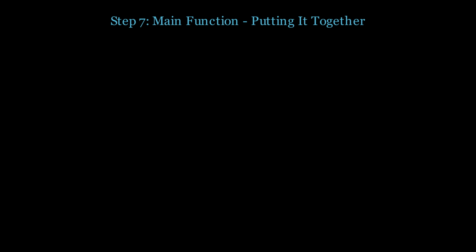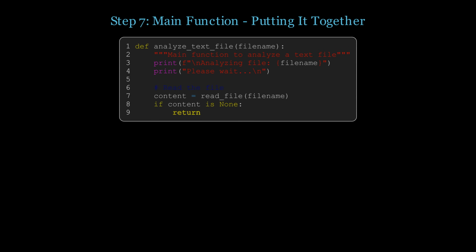Now we need a main function that orchestrates everything. It will get user input, call our analysis functions, collect results, and display them beautifully. The main function starts by reading the file. We provide user feedback about what's happening. If file reading fails, we return early. The read function already displayed the error message.